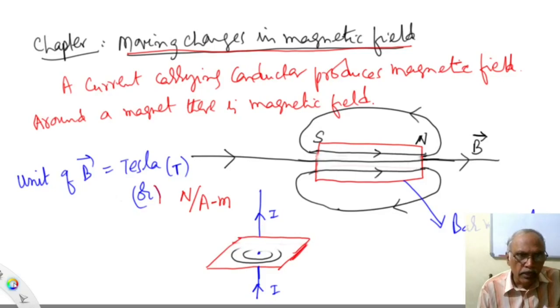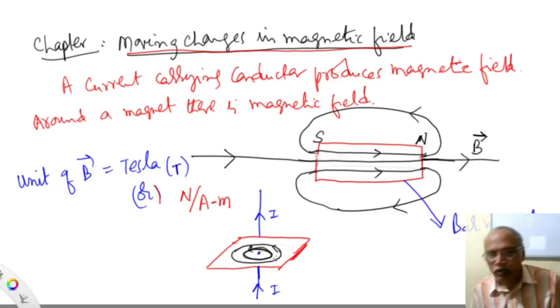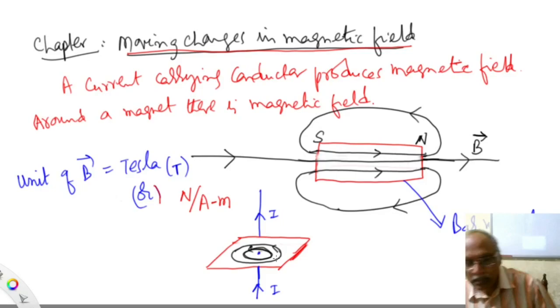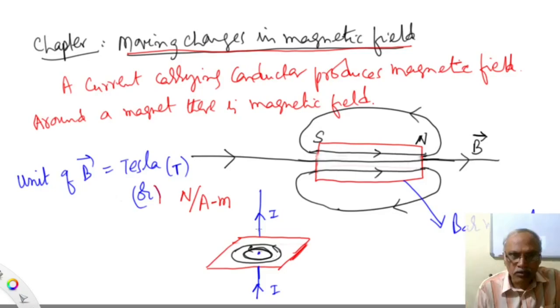Now these are magnetic lines. Magnetic lines around what? Around a straight current carrying conductor. And what is the direction of current? Upward. If the direction of current is upward, then the magnetic lines around the conductor are concentric circles with anti-clockwise direction.